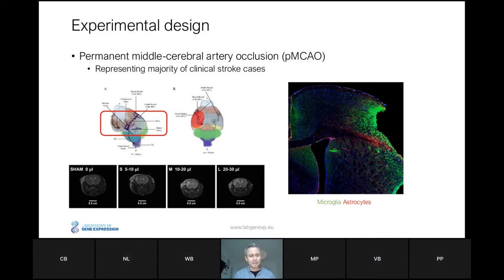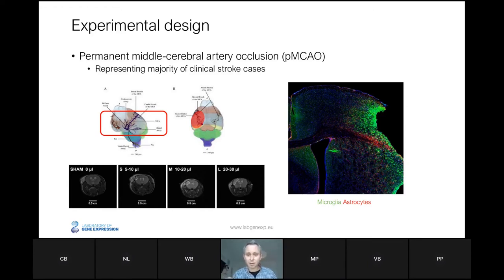We did it in a mouse. This model is quite reproducible. It could generate lesions of different sizes, which we could nicely monitor by MRA. Here is also a picture from the immunohistochemistry, where you can see that the lesion size is quite large.